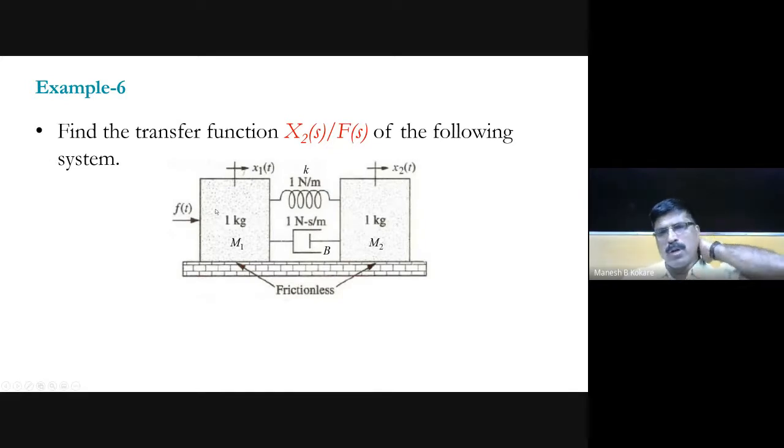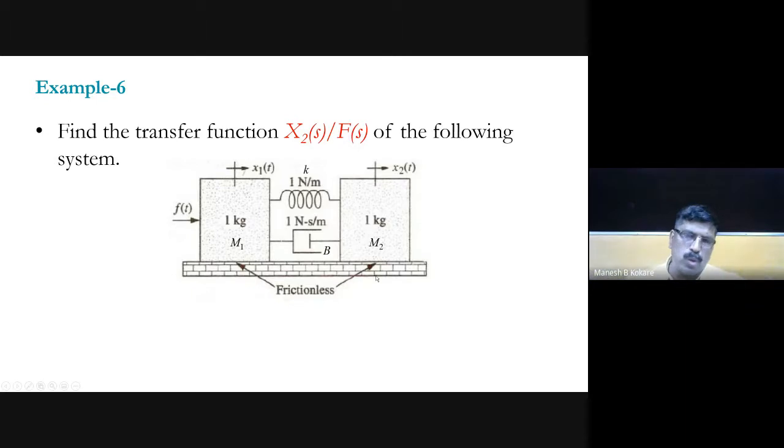Then the force f(t) has to be connected to the x1(t) node. So one end of the force is connected to x1 and the other to the ground. Then the mass will be connected between x1 and the ground. Then the spring will be connected between x1 and x2, and the dashpot will be connected between x1 and x2, and then this mass will be connected between x2 and the ground.